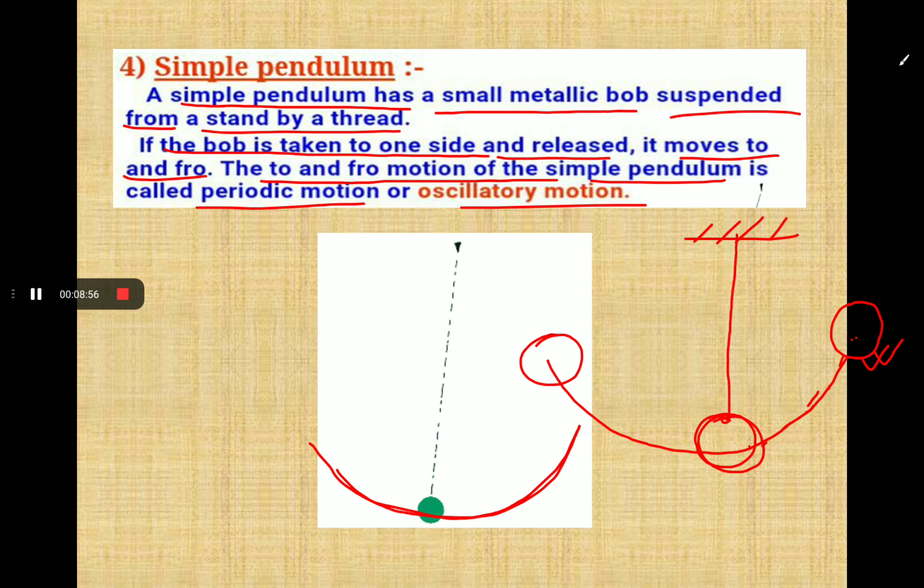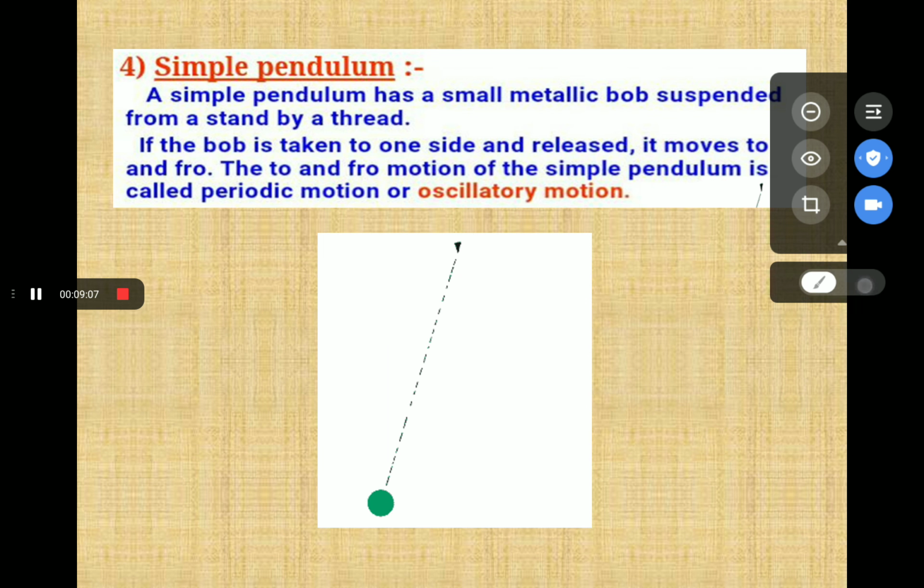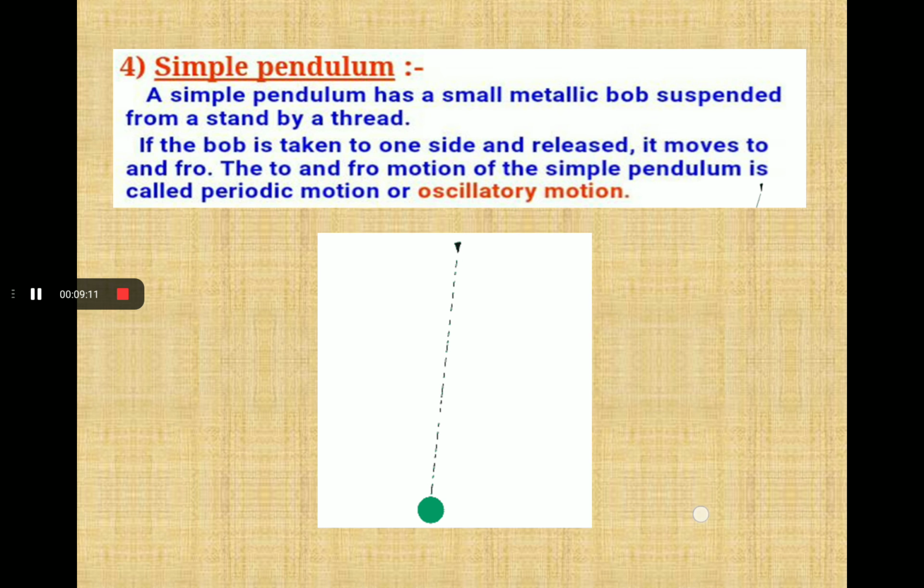Now students, you have to read and write this definition of the simple pendulum and try to understand how the simple pendulum works. So students, I hope this is enough for today. Try to understand all these things. Thank you so much.